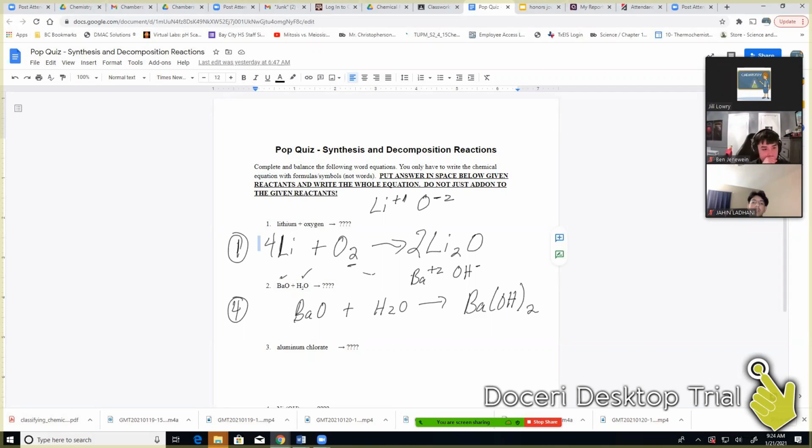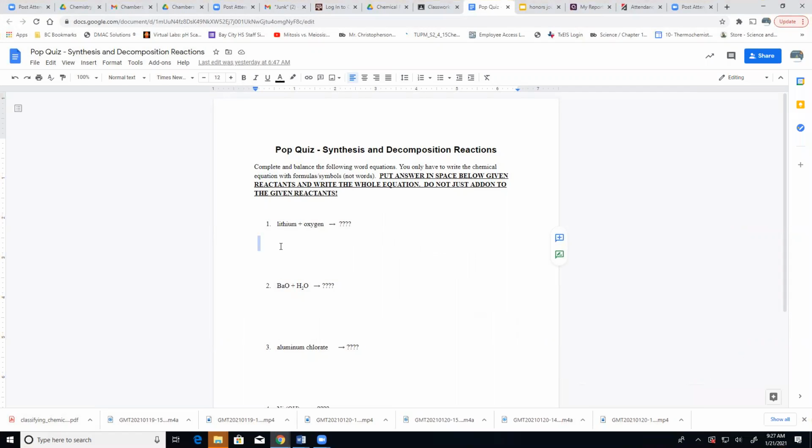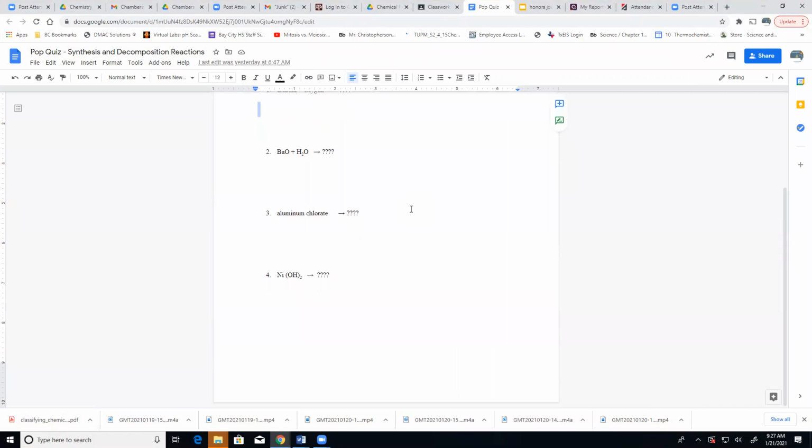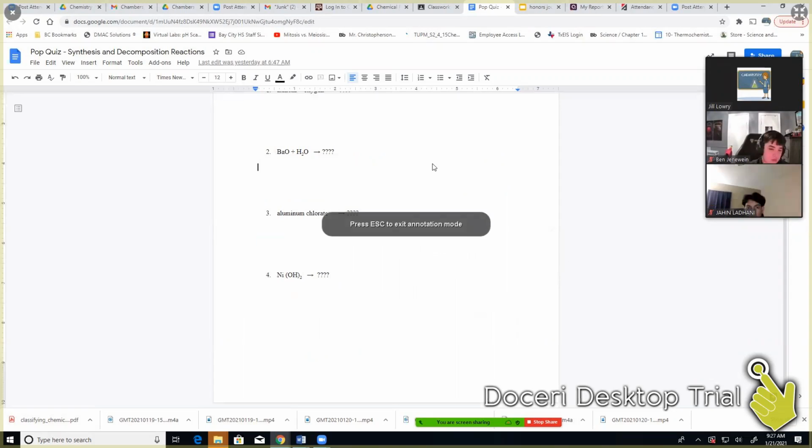All right, so there were 2 syntheses, and the next 2 were what kind of reactions? Decomposition reactions. Move these up a little bit. Oh, didn't mean to do that.